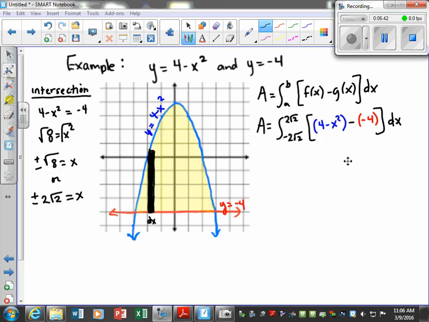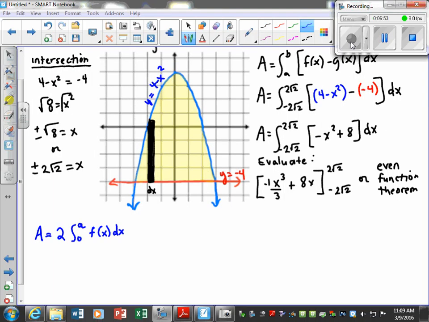So your next thing I want you to do is to simplify this inside, and then at that point you're ready to evaluate. So go ahead and take this as far as you can. Okay, so I simplified here and I get negative x squared plus 8, then dx. I want to evaluate that. Now what you probably did, because I didn't instruct you differently, is you evaluated this from negative 2 square root of 2 to 2 square root of 2.